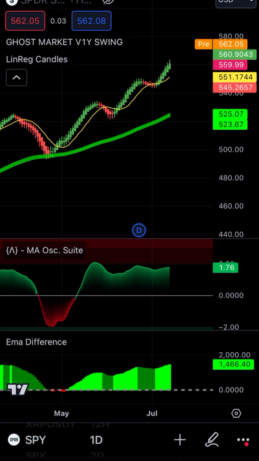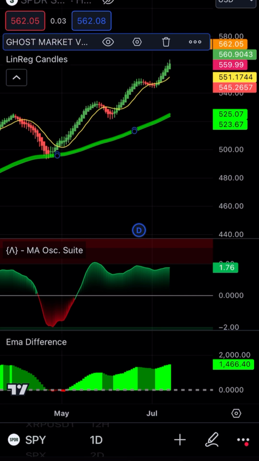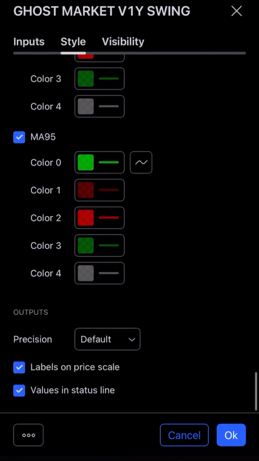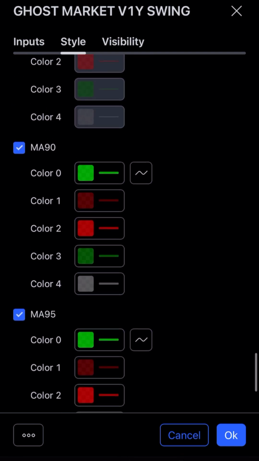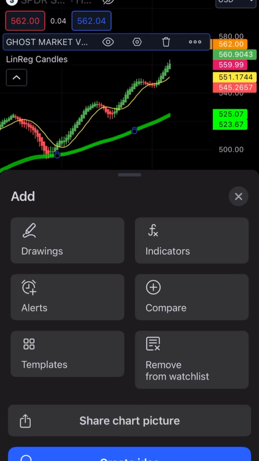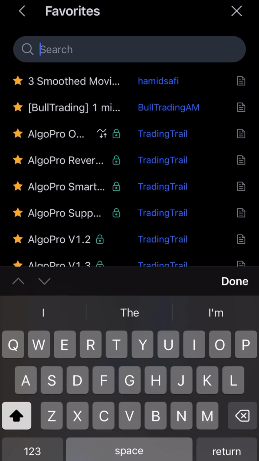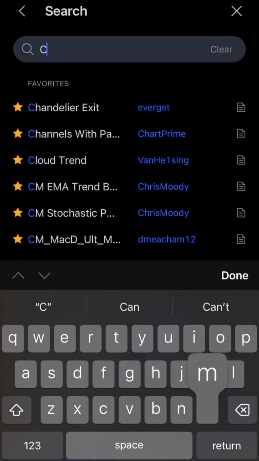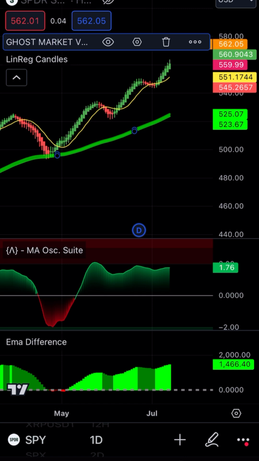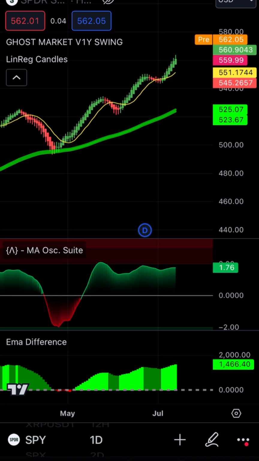The next one is you want to set up your 90-95. So I use Ghost Marker Pro, and I get the swing, and then I just check off the 90-95. You don't have to get Ghost Marker Pro. If you don't want to get it, then you have to go to CM EMA trim bars, and you're going to input that twice. You're going to put 90-95 on there, and that's the next one.